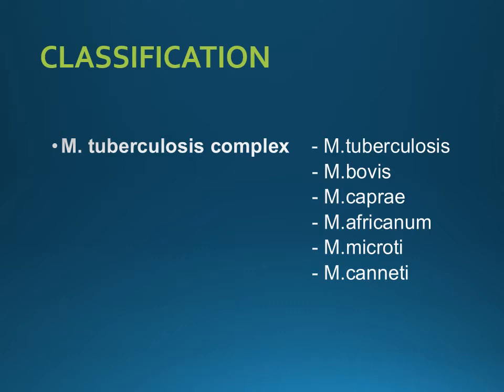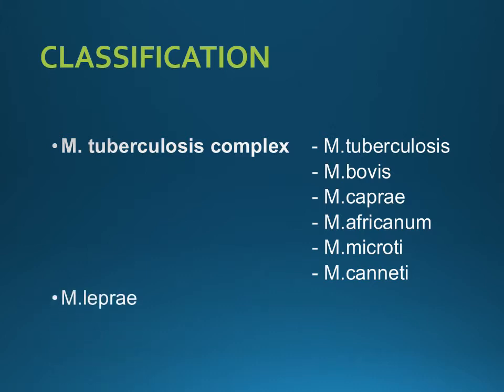Then next comes bovis, which causes disease in cattle, and that can transmit it when we have unpasteurized milk. At that time we can get the infection of Mycobacterium bovis. But the presentation in all these mycobacteria will be the same as that of tuberculosis. So it is tuberculosis and bovis, Mycobacterium caprae, Mycobacterium africanum, Mycobacterium microti and Mycobacterium canettii. So please remember all these bacteria which come under this complex.